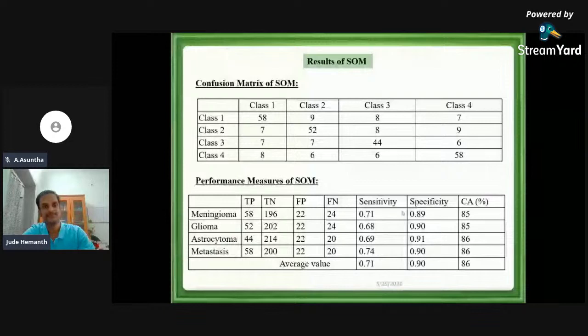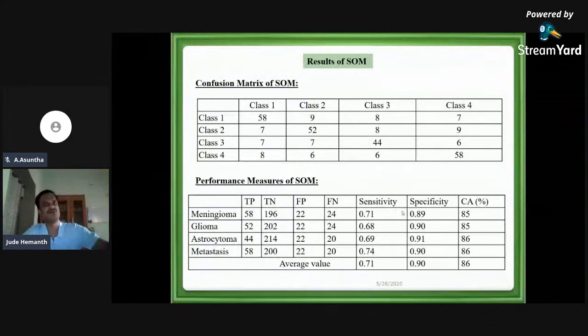If you look at class 1, meningioma, 58 images have been correctly classified. 9 images of class 1 have been wrongly classified, or misclassified, as class 2. 8 images of class 1 have been wrongly associated with class 3, and 7 images of class 1 have been wrongly associated with class 4. Similarly, when you go for class 2, again 52 images have been correctly identified. We have so many images in glioma. Among glioma, 52 images have been correctly classified, and the remaining 9, 17, 24 images have been spread among the different classes.